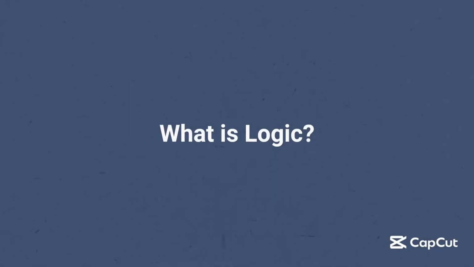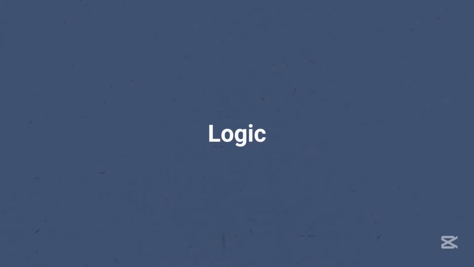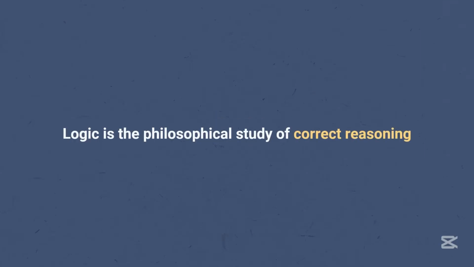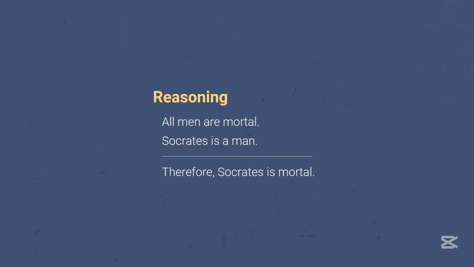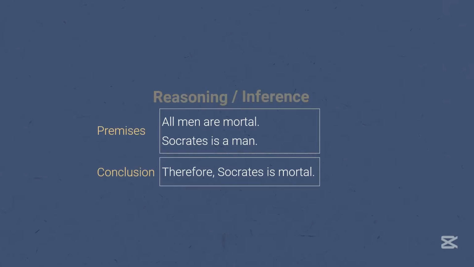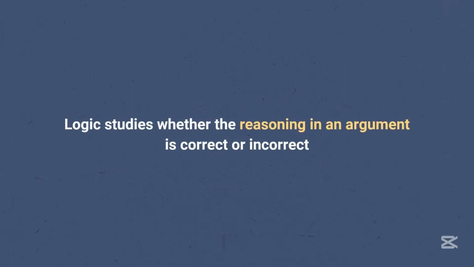What is logic? The term logic comes from the Greek word logos, which has many translations including word, reason, order, etc. Logic is the philosophical study of correct reasoning, specifically of the rules and methods that distinguish correct reasoning from incorrect reasoning. In logic, reasoning is the act of drawing a conclusion from given premises, or what is referred to as inference. On the other hand, a set of premises together with a conclusion is what is called an argument. Logic studies whether the reasoning or inference in an argument is correct or incorrect, meaning whether the premises support its conclusion or not.